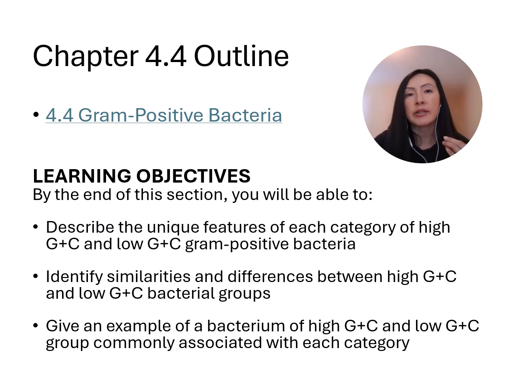These gram-positive bacteria are divided into two groups based on their G and C content, G and C meaning guanine and cytosine in their DNA. So high G and C bacteria will have more than 50% guanine and cytosine in their DNA, and low G and C will have less than 50% guanine and cytosine.